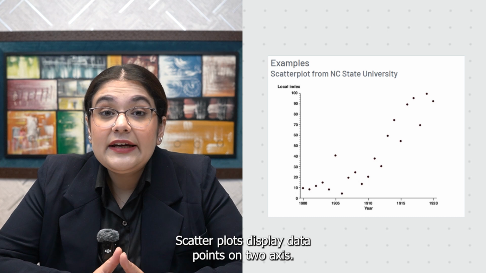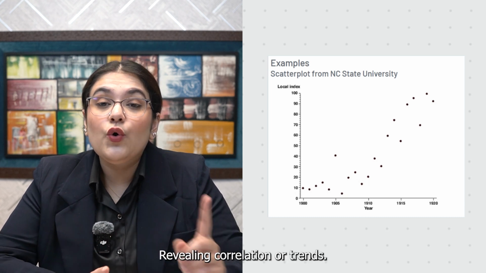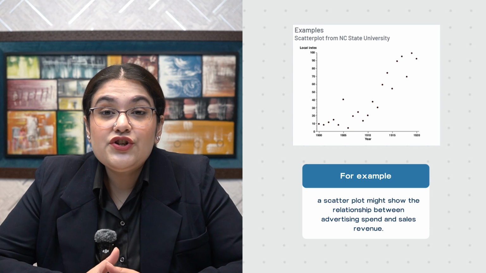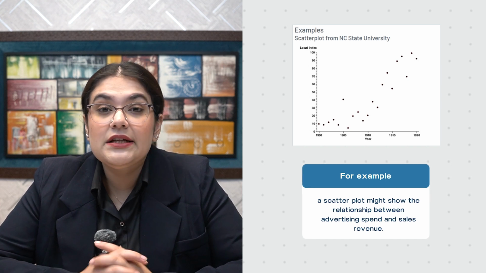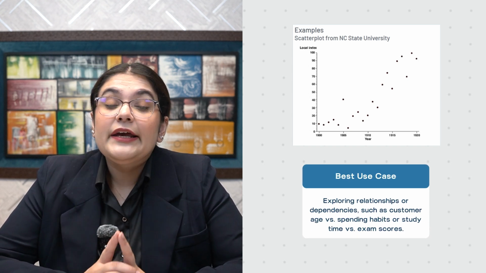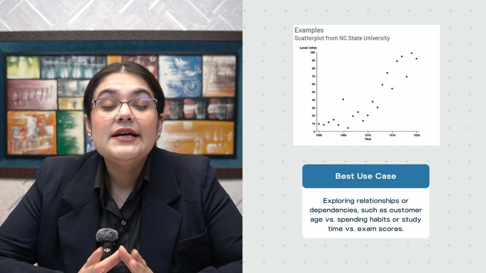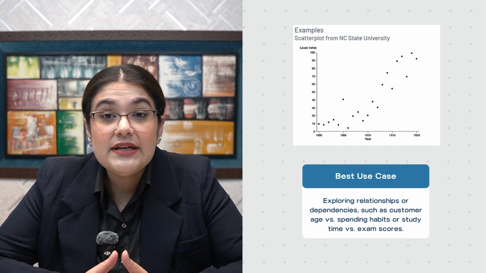Scatter plots display data points on two axes, revealing correlation or trends. For example, a scatter plot might show the relationship between advertising spend and sales revenue. Best use case: exploring relationships or dependencies such as customer age versus spending habits or study time versus exam scores.